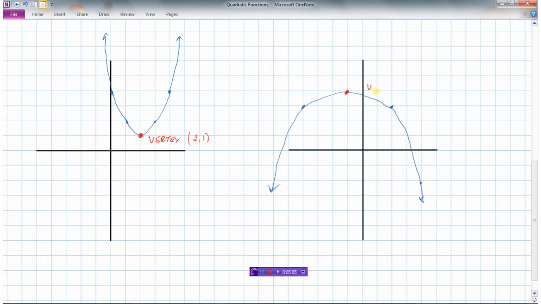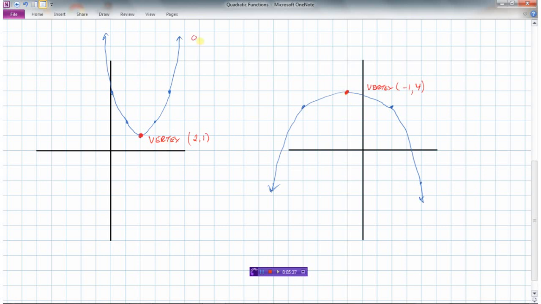Over here, the vertex would be minus 1, 4. So we can talk about the vertex of the parabola, and that's sort of that corner point. Now sometimes that corner point, or that little part of the bump there, will be a minimum, or sometimes that'll be a maximum, depending on whether it opens up.